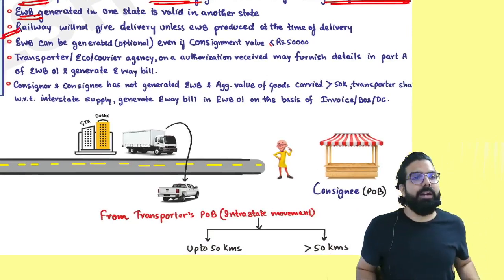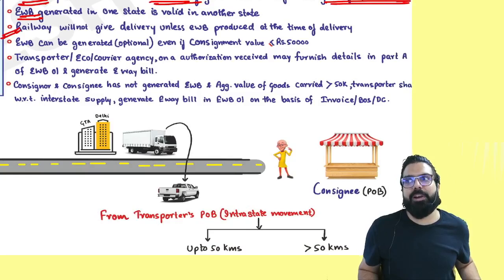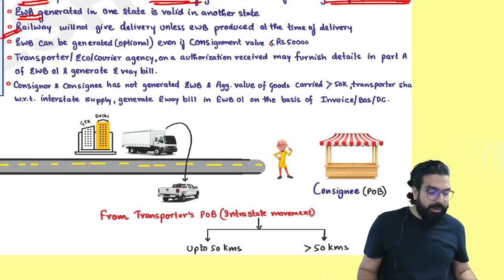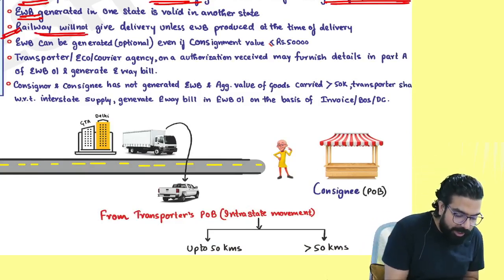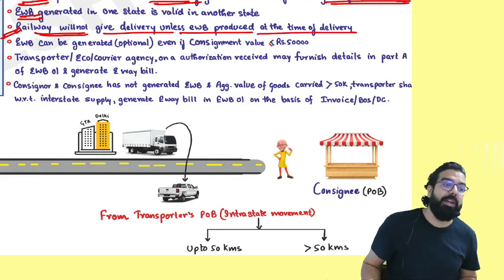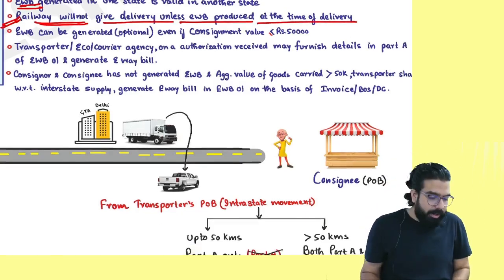Sir, I sent the goods by rail. In the case of rail, you told us the eBay bill need not be generated prior to movement, I can generate it after also. Yes or no? Here they told that railway will not give the delivery unless the eBay bill is produced at the time of delivery. When you are taking the delivery, you should show the eBay bill, only then they will give you the delivery.